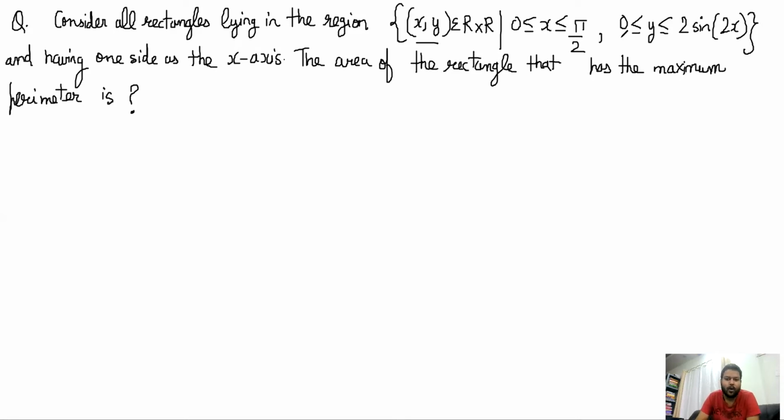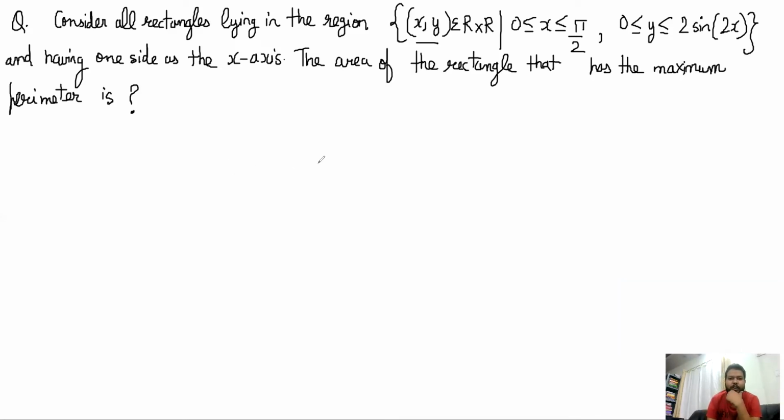(x, y) is the coordinate of the point. Now, what we have to finally do is find the area of the rectangle that has the maximum perimeter. Area of the rectangle that has the maximum perimeter. Okay. So, how will we go about doing this?